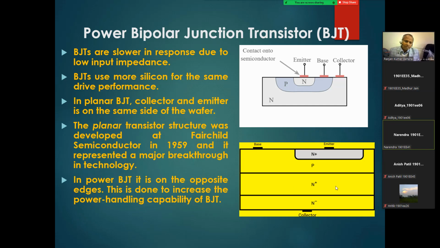developed, and you can see that there is a collector and N, P, N plus and N minus substrate. So what is this? Like we discussed last class, there was an N minus substrate because that creates a blocking region. Similarly, this is a planar BJT with a blocking region.